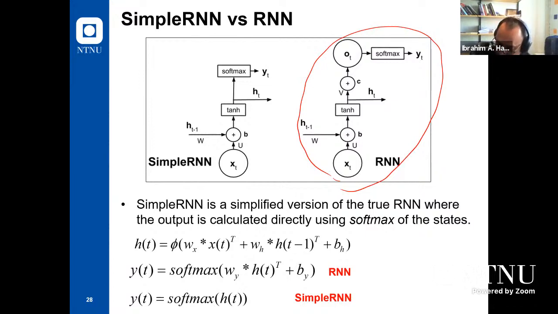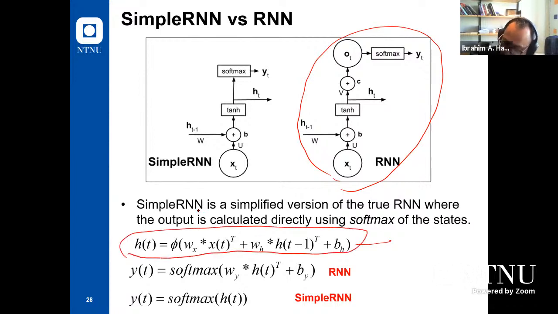So the difference is not in the hidden state, not in updating the hidden states, but in calculating the output. We have this standard equation for updating the states. This is common between the 2 models. But in case of RNN, we use the softmax function on hidden to output. In case of simple RNN, we calculate Y_t directly from h_t by applying the softmax function. So this is the difference between RNN and simple RNN. Simple RNN is a simple version of RNN.